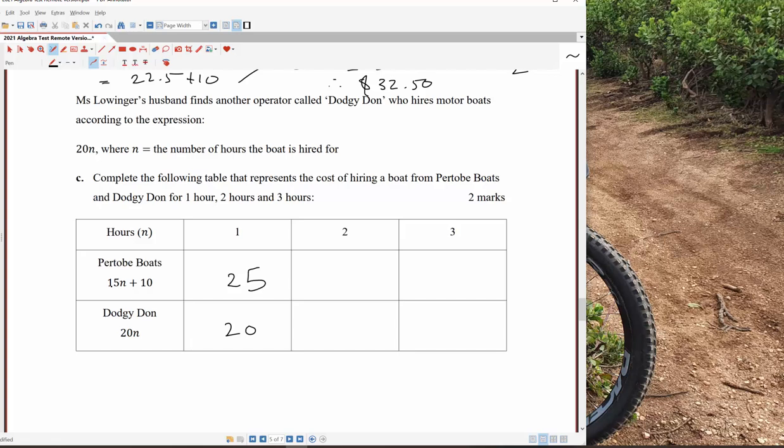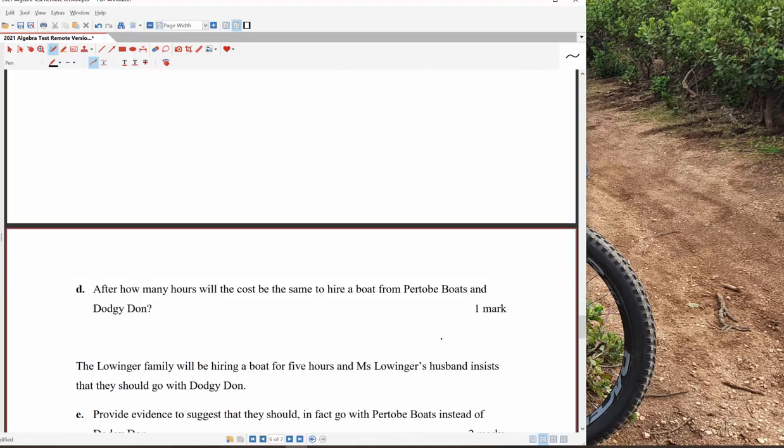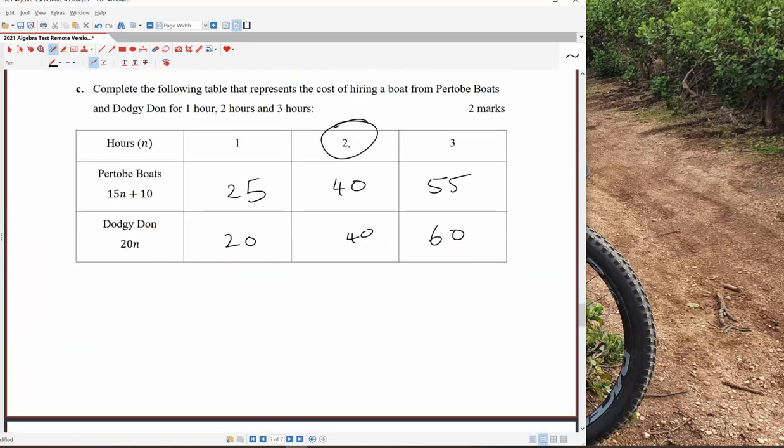2 times 15 is 30. 30 plus 10 is 40. 2 times 20 is 40. Oh, they're the same. 3 times 15 is 45. 45 plus 10 is 55. That was also given to you in a previous question. 3 times 20 is 60. Dodgy Don's more expensive. After how many hours will the cost be the same to hire a boat from Petoby Boats and Dodgy Don? So it's after 2 hours. So it's that answer there.